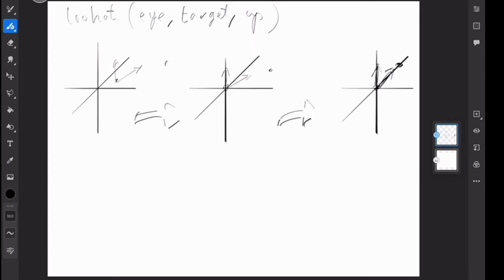So the way I found this look-at matrix is I looked it up online. I did a little bit of a look-at myself. So I'll just write it up, and then I'll explain how this lines up with what we see here.